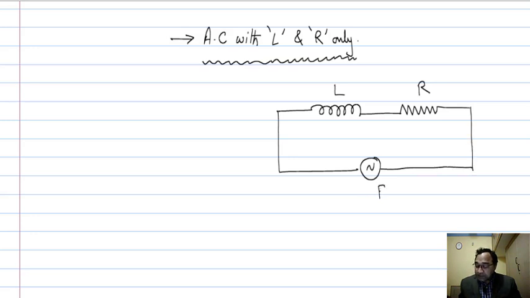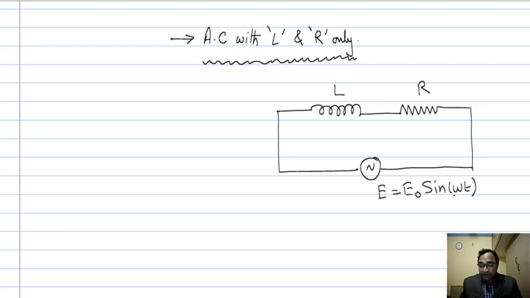The AC source is given by E equals E naught sine of omega t, which means that the peak value of the voltage is E naught and the angular frequency is omega, in radians per second. Now, our aim is to find the value of the current in the circuit.